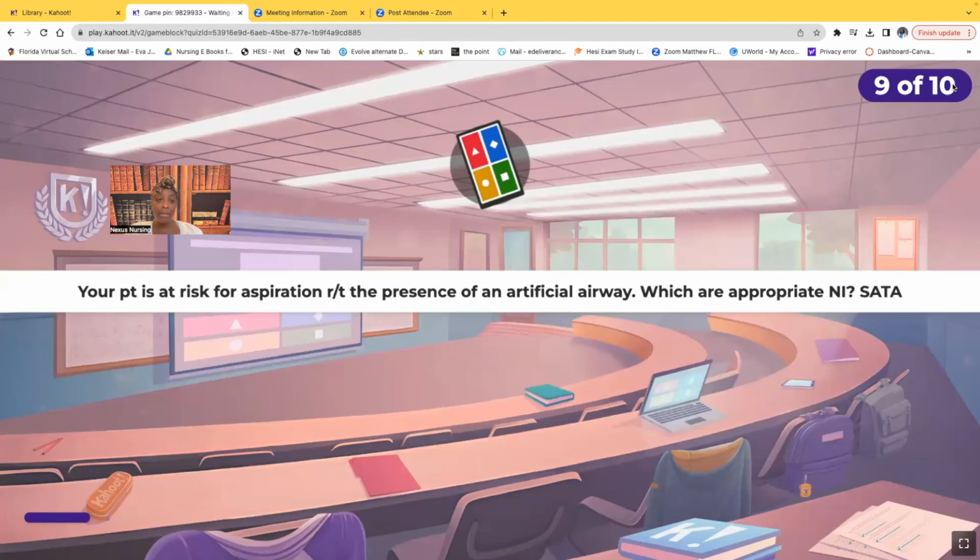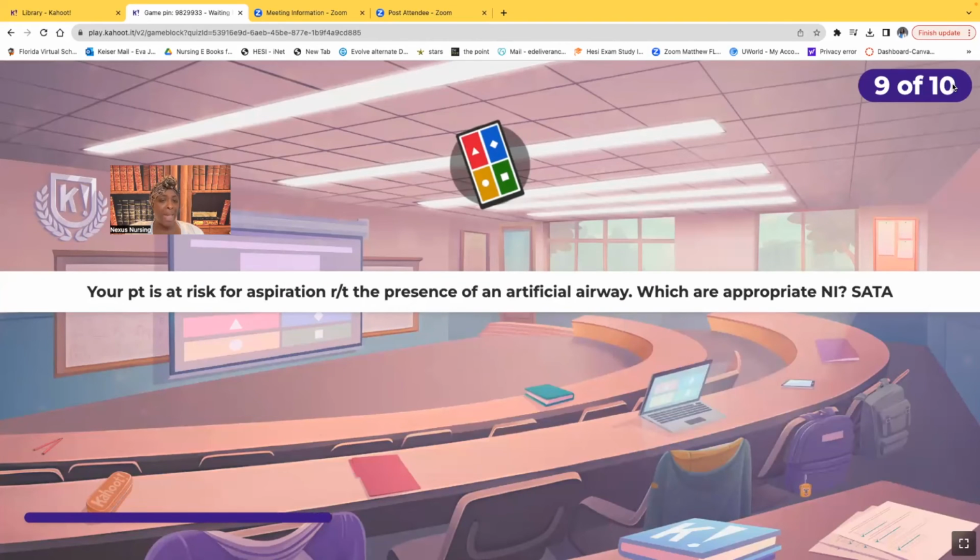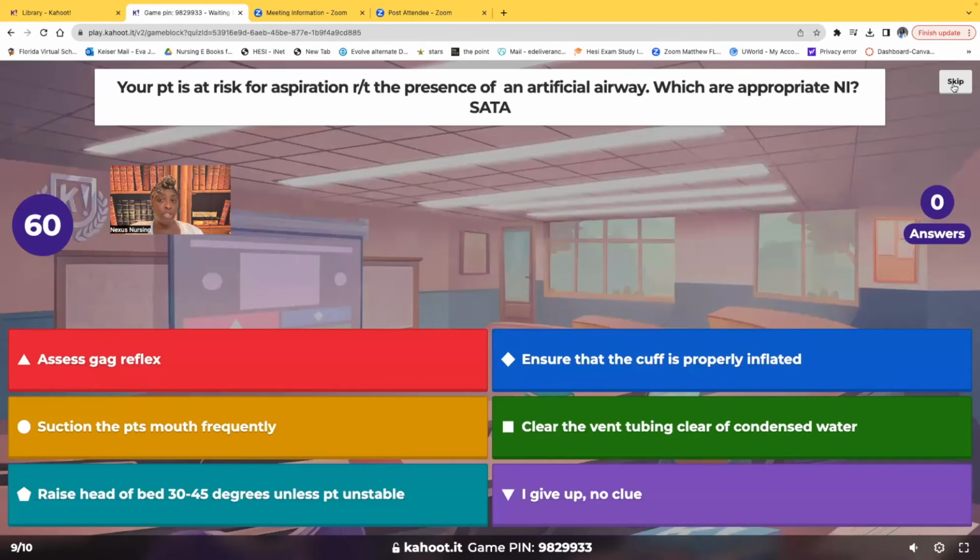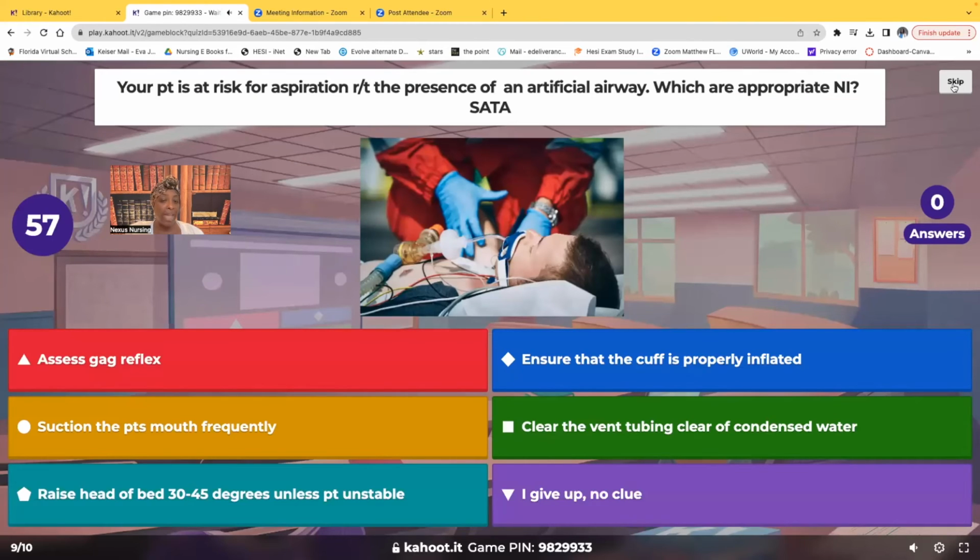Select all that apply. Your patient's at risk for aspiration related to the presence of an artificial airway. So what are your nursing interventions going to be? Assess gag reflex, ensure that the cuff's properly inflated, suction the patient's mouth frequently, keep the vent tubing clear of condensed water, raise the head of the bed 30 to 45 degrees unless the patient's unstable.